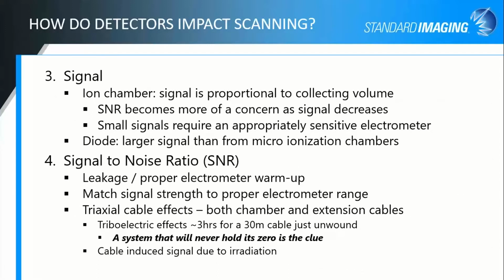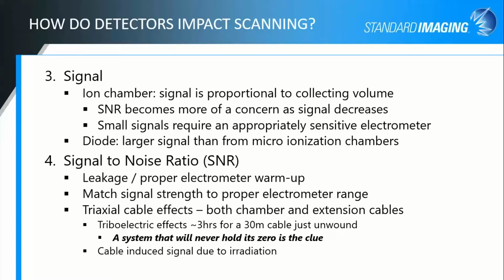Another thing to consider with your detectors is the signal level. With ionization chambers, your signal is directly proportional to the collecting volume of your chamber. So as you decrease that volume, your signal decreases proportionally, and signal to noise ratio becomes more of a concern. You need sufficiently sensitive electronics for those small signals as you get to really small chambers, as well as high quality triaxial cables. Diodes give you a larger signal than the microionization chambers, which is an advantage to diodes for signal to noise ratio.